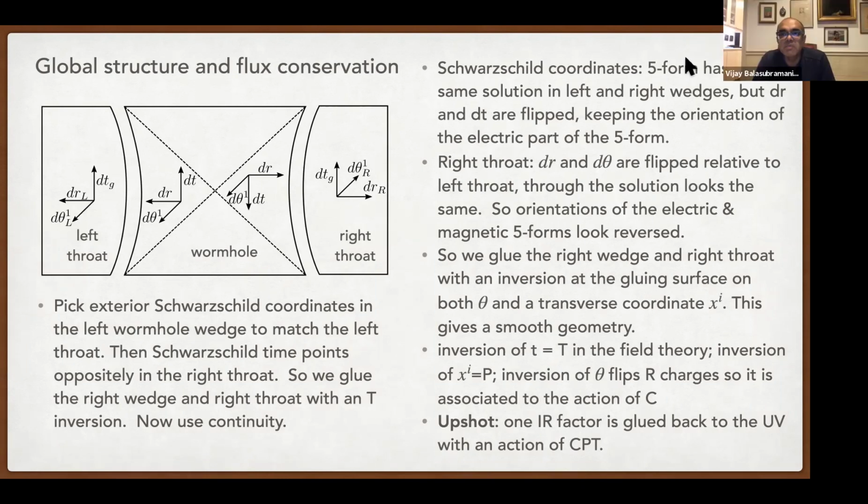No, this is going to be stable. There's a single global time that you're running through everything. This is simply a coordinate statement of if I write Schwarzschild coordinates here and Schwarzschild coordinates here, I'm going to flip the t to match it up here and line it up.